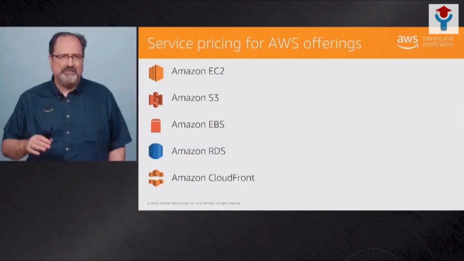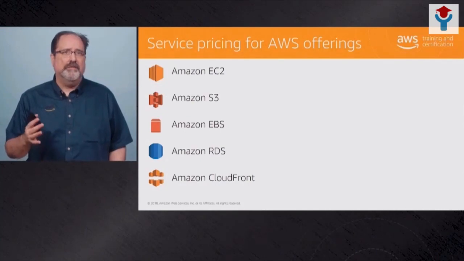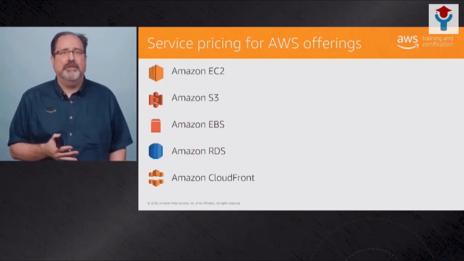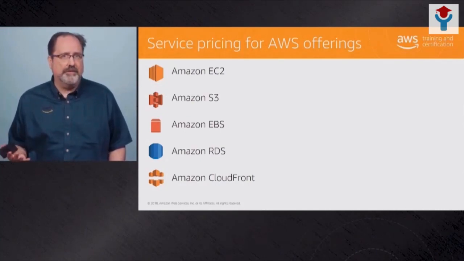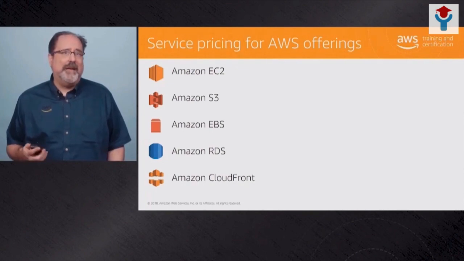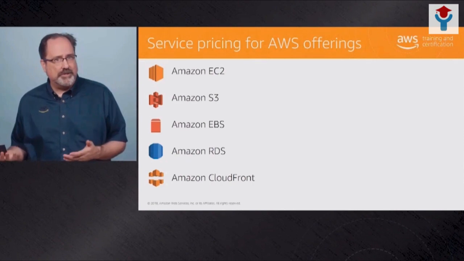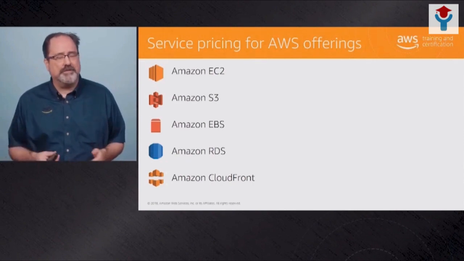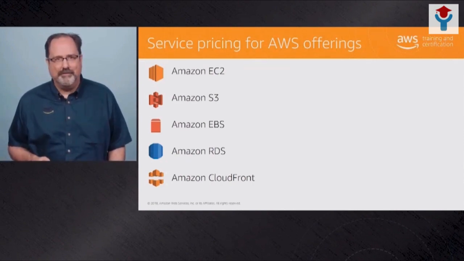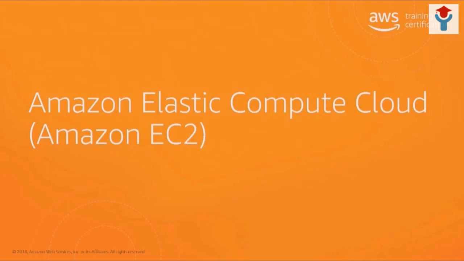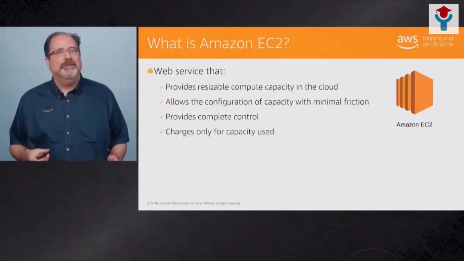Let's break down the pricing characteristics for commonly used AWS products: Amazon EC2, the Amazon Elastic Compute Cloud, Amazon Simple Storage Service, or S3, Block Store, or Amazon EBS, the Amazon Relational Database Service, or RDS, and Amazon CloudFront. First, let's explore Amazon Elastic Compute Cloud, or EC2.